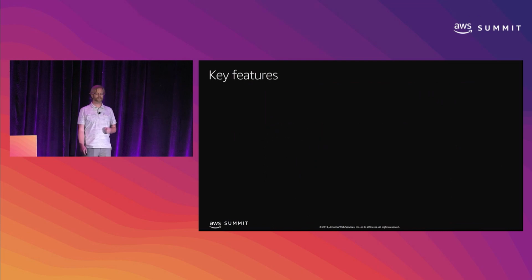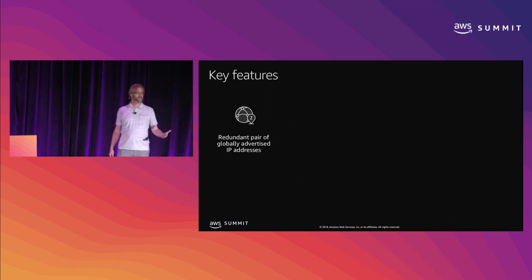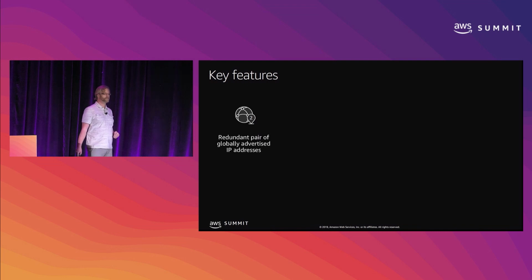So some of the key features of the accelerator. First key feature is you get a redundant pair, as I mentioned, of Anycast IP addresses. We'll talk a little bit about how this looks under the hood with different zoning and where those IP addresses come into play. But you could put both of those IP addresses into DNS. You can have those things whitelisted, all sorts of fun stuff.